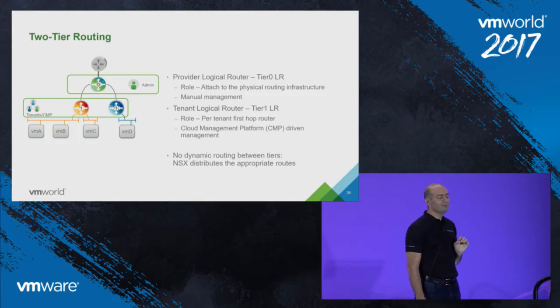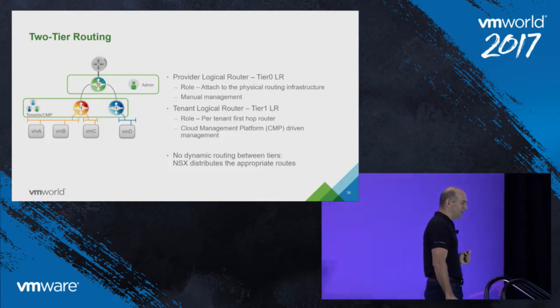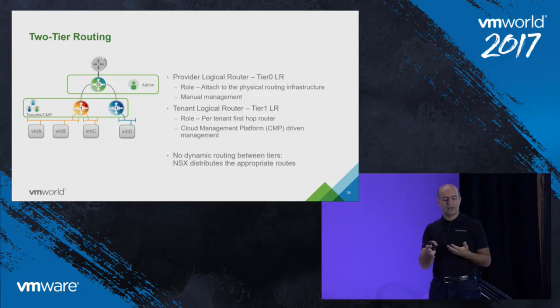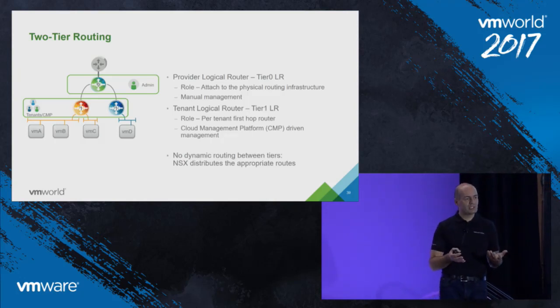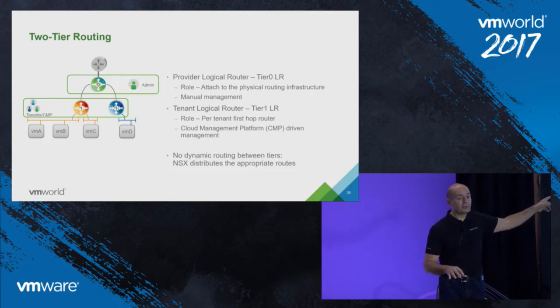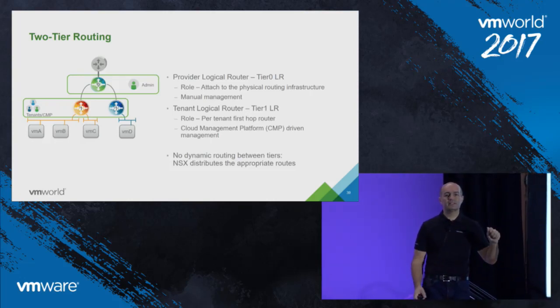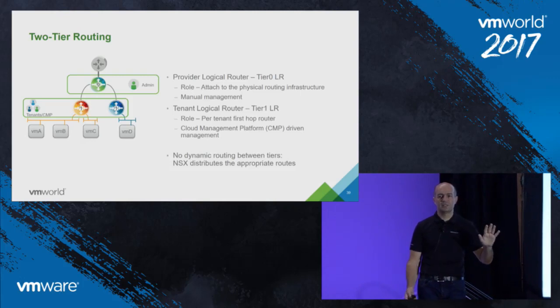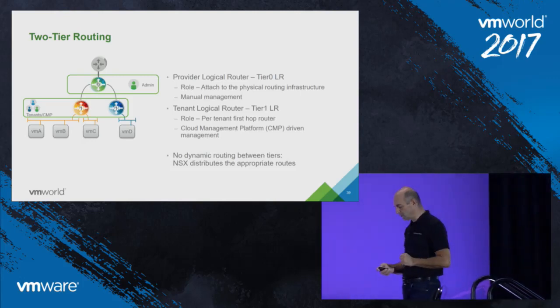There is no dynamic protocol running between those routers. That's a very important point. In NSX for vSphere, in order to advertise our routes, we were leveraging the configuration of a routing protocol. Here, NSX is taking care of advertising all the necessary routes. So the forwarding tables in those routers are handled directly by NSX. You don't have to configure anything. That's a great thing, in my opinion.